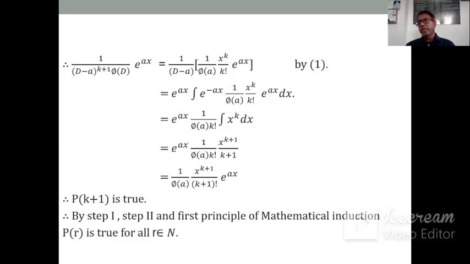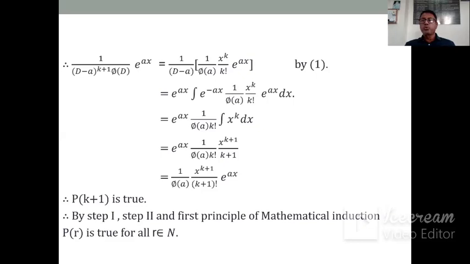What we have proved is: if f of d is equal to d minus a to the power r into phi of d, where phi of a is not equal to 0, then 1 upon f of d operating on e to the power ax is equal to 1 upon d minus a to the power r into phi of d operating on e to the power ax, which is equal to x to the power r e to the power ax upon r factorial into phi of a.